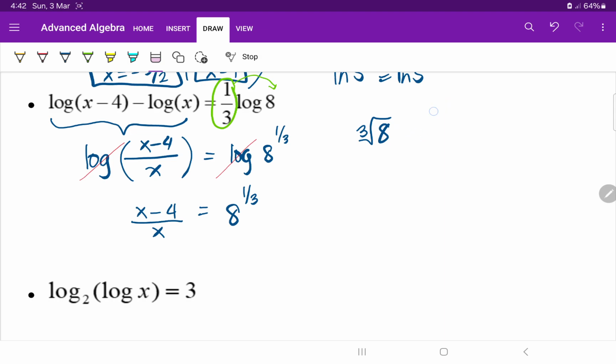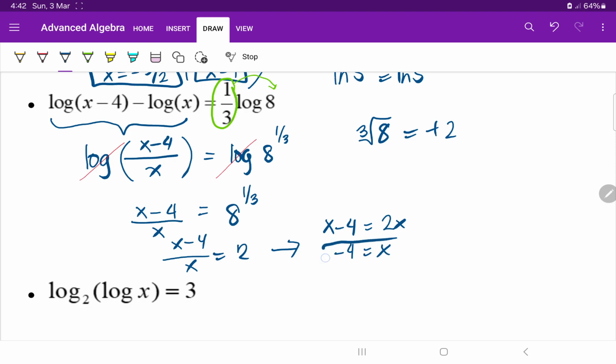No. So this should all only be positive 2. Okay? So the cube root of 8 is only equal to positive 2. So we can write this as (x minus 4) over x is equal to positive 2. So solving for x by cross multiplication, this gives us x minus 4 is equal to 2x. Okay? So solving for x, negative 4 is equal to x.